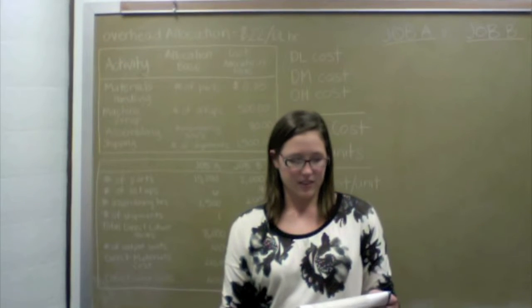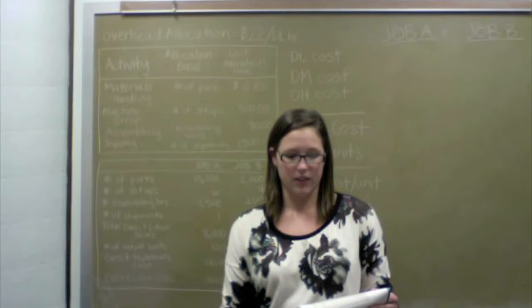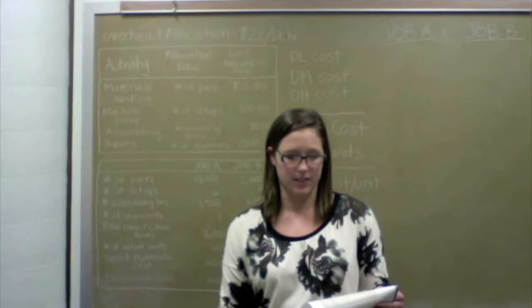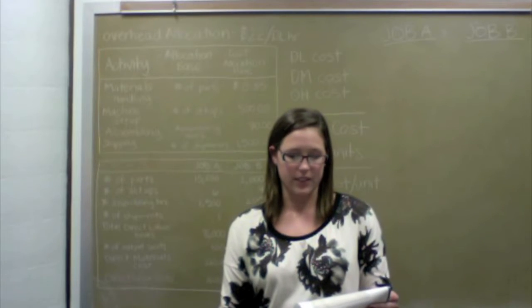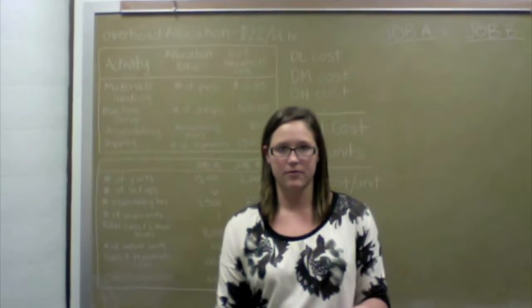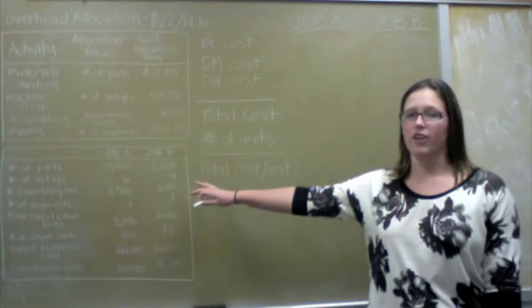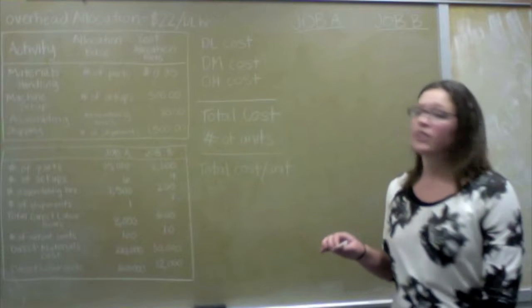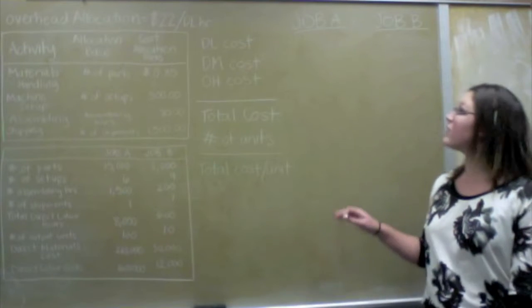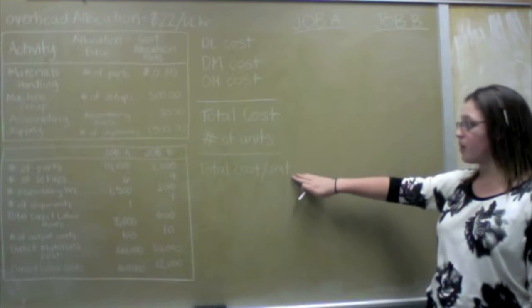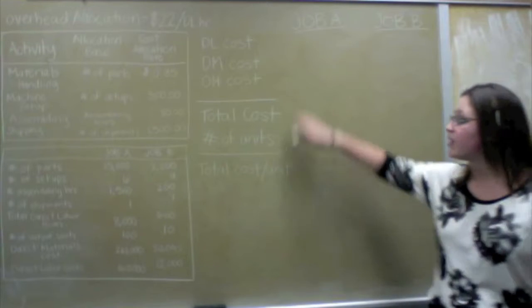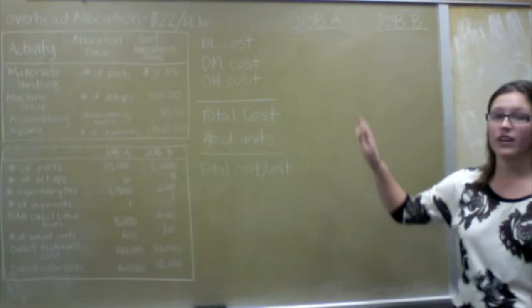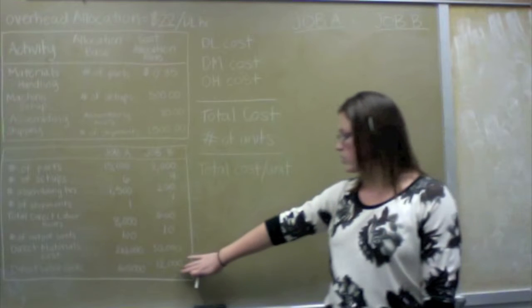Question 1 asks, compute the product cost per unit of each job using the original costing system with two direct cost categories and a single overhead allocation rate. Here on the board, we have all the data given to us by the book. To complete the first requirement, we have to figure out what the total cost per unit is, and we're going to do that by using these numbers. The direct labor cost is given to us, as it shows right here.